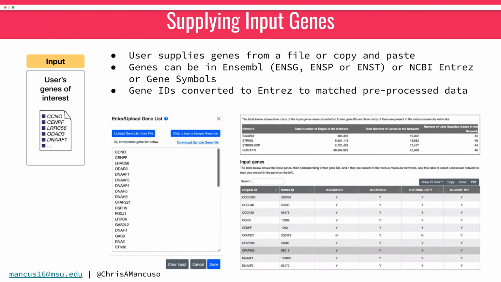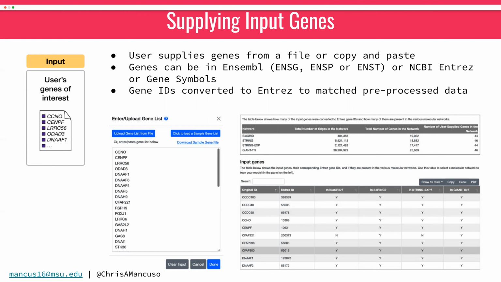So they're going to either upload a file or copy and paste. It can be in a few different formats: Ensembl, NCBI Entrez, or gene symbols. After that, all the gene IDs are converted to Entrez because that's what all our pre-processed networks and gene set collections are in. So you pre-process it, and then you can see the next thing that shows up.